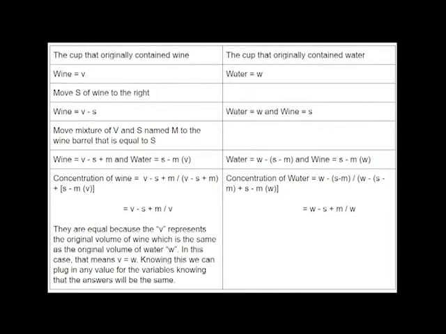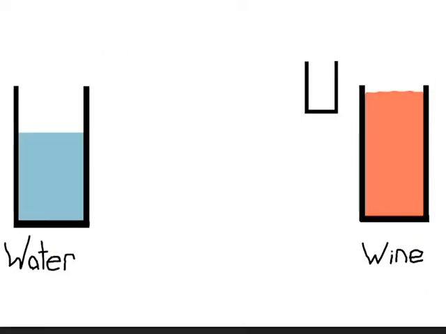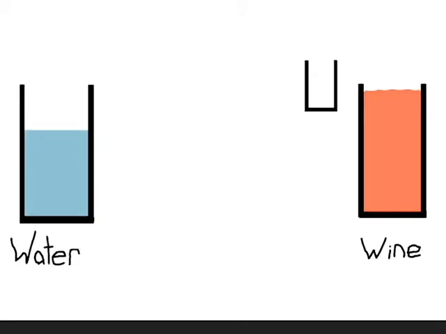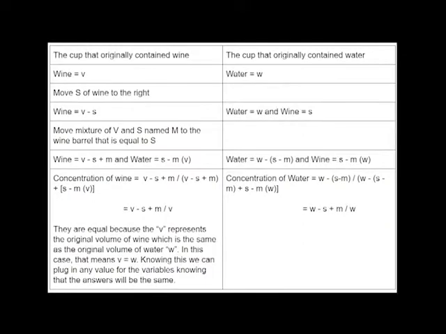So we are to move S, for spoonful, of water to the wine. So in the jug that originally contained water, water can be represented as W minus S. And then when we move to the cup that originally contained only wine, the quantity of wine is represented by V, and the quantity of water is represented by the spoonful that was added to it, of course.